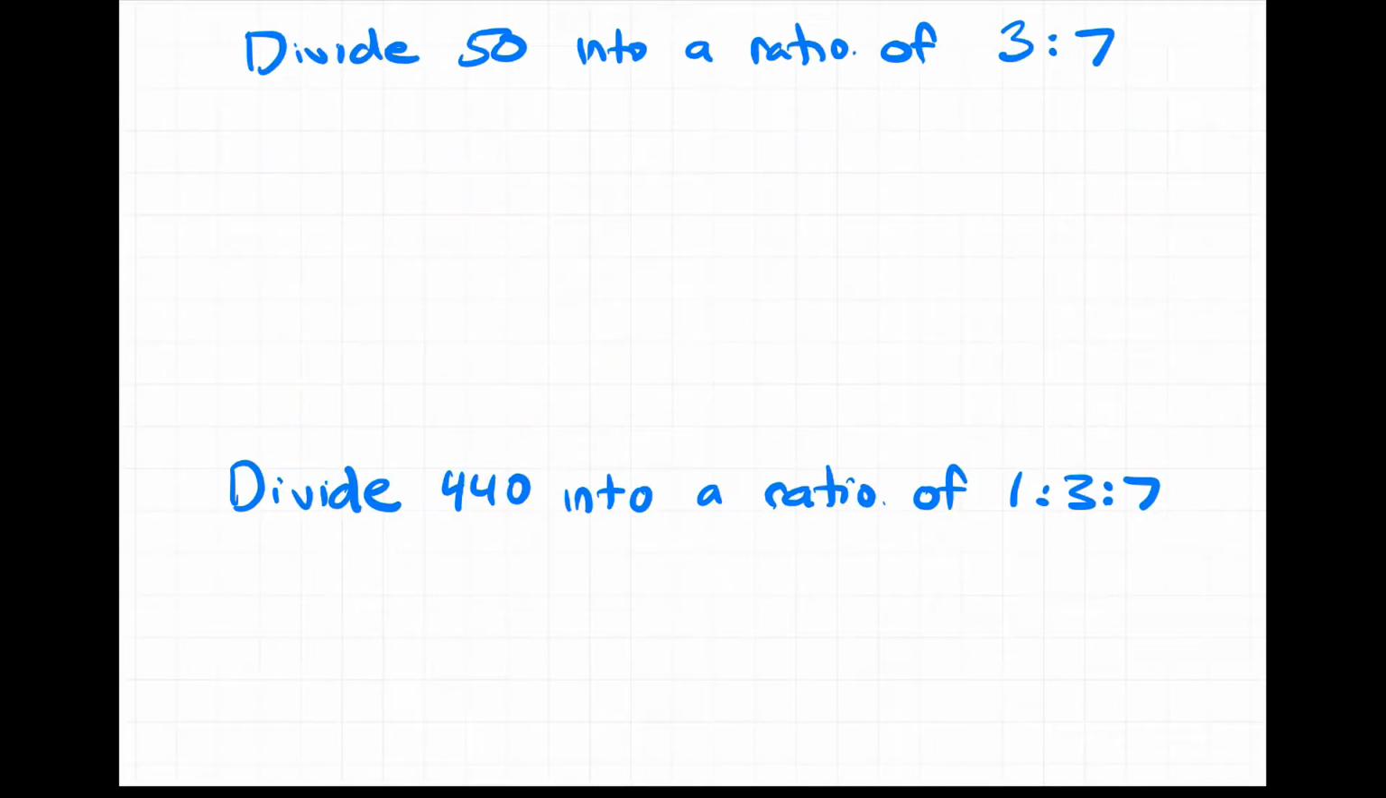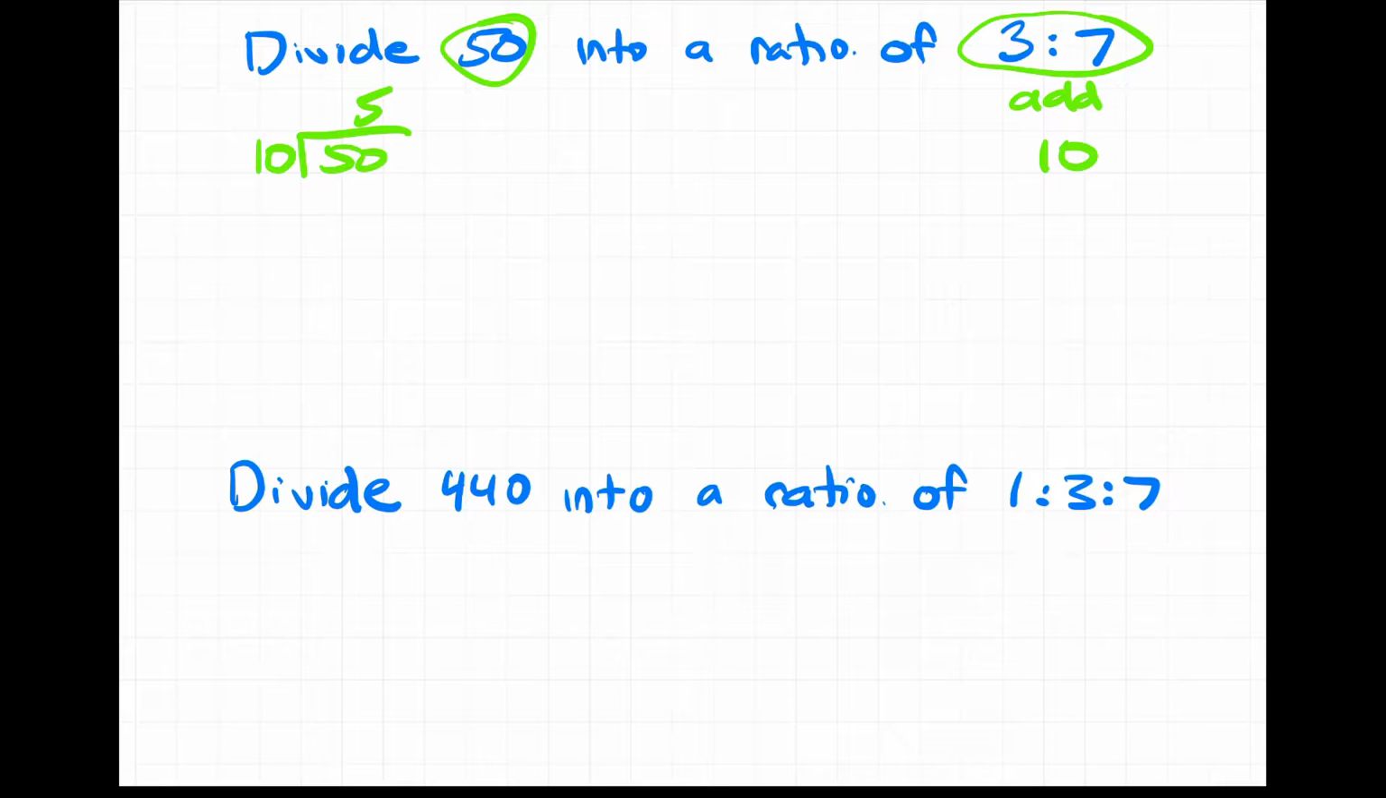Okay, so let's take a look at this next example, and we'll use the same strategy to divide these 50 objects here into a ratio of 3 to 7. So what did we do? Well, we took the two numbers that make up our ratio and we add them together. So 3 plus 7 is going to be 10. We take our total number of objects and divide the 10 into the 50, which is going to be 5. So our multiplier is going to be 5.